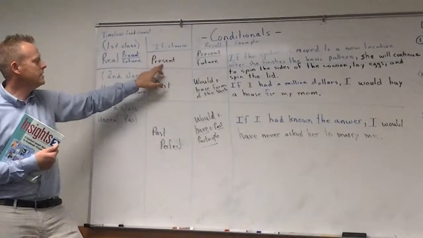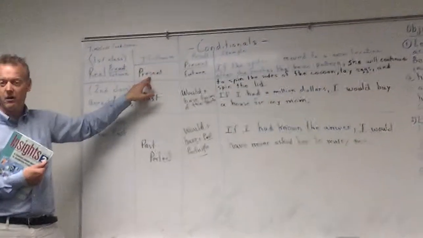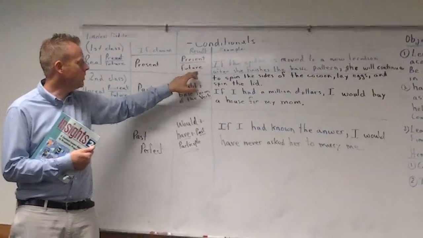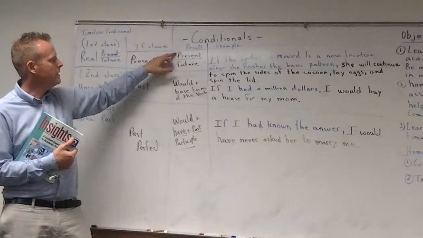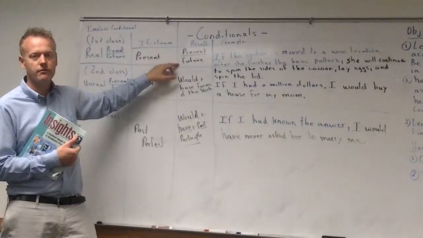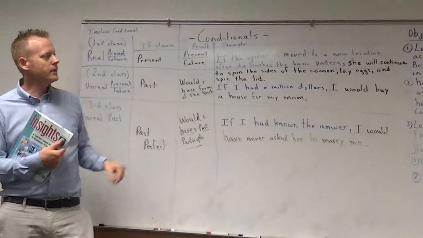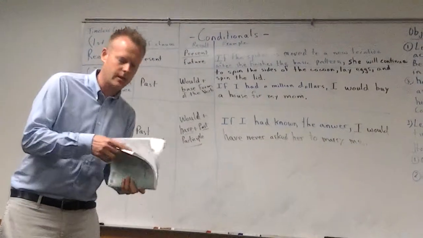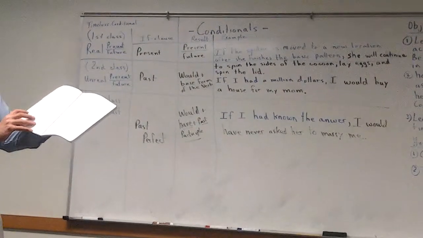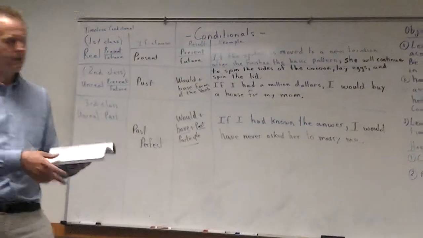The if clause needs to be in the present. The verb in the if clause needs to be in the present. The verb in the result clause should be in the present tense or the future tense. Let's look at the example from the book. If you want to look in the book, I'm looking at page 6, and we're looking at the first example they give.